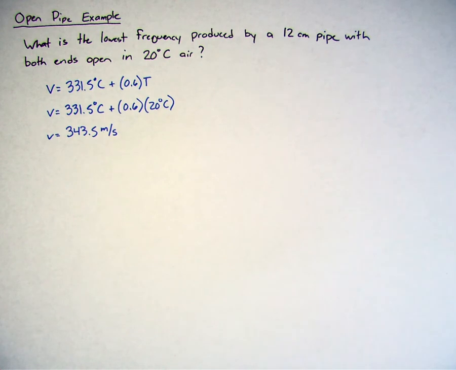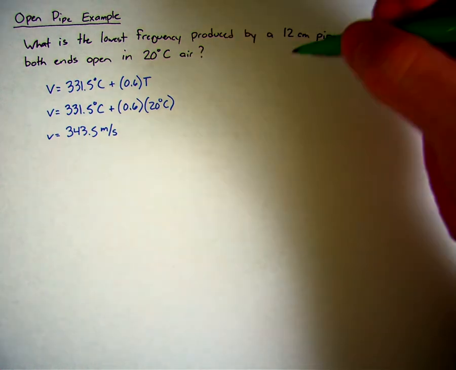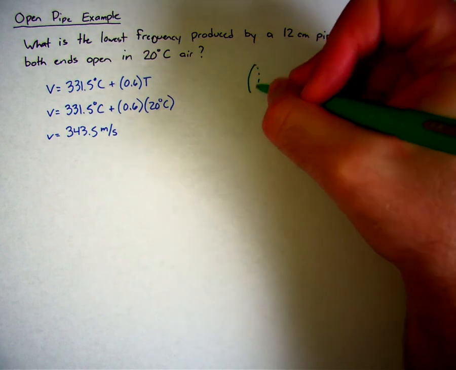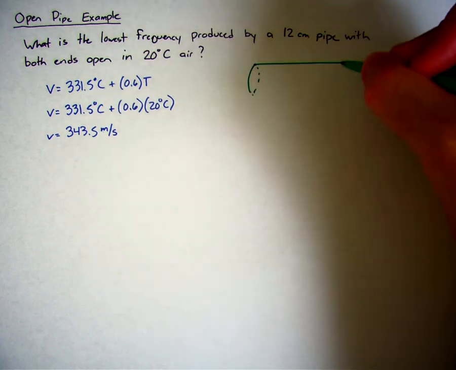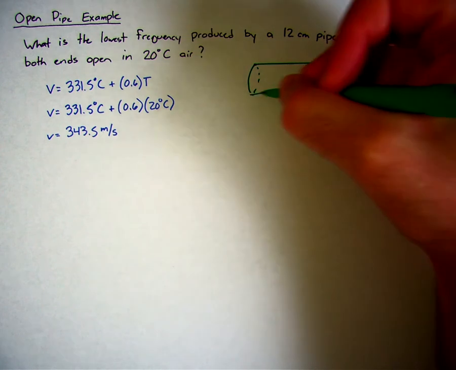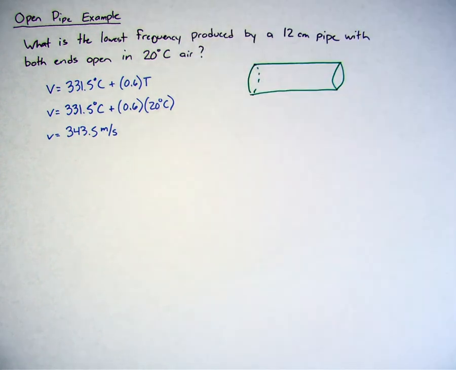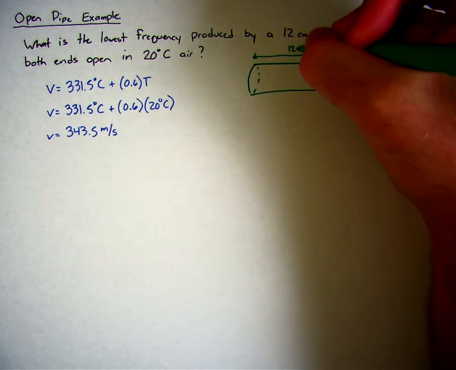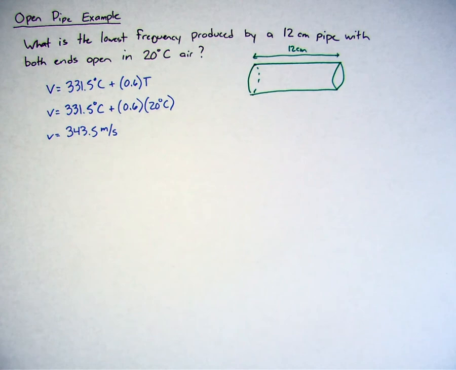The next thing I'm going to do, and I like to do this with these open pipe, closed pipe, and string problems, is to draw out a picture of what I'm looking at. So if I have a pipe, let's just say this is my pipe here. If I'm looking for the lowest frequency produced by this pipe, I know the length of the pipe is 12 centimeters, and I also know that I'm going to have an antinode at both ends, because that's what happens when you have an open pipe.